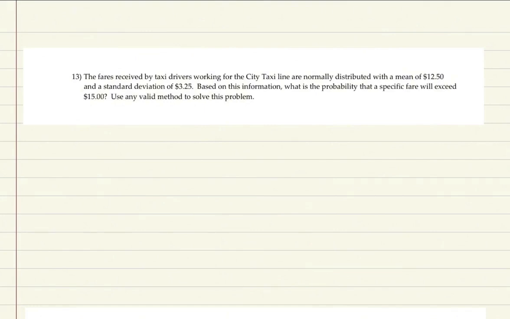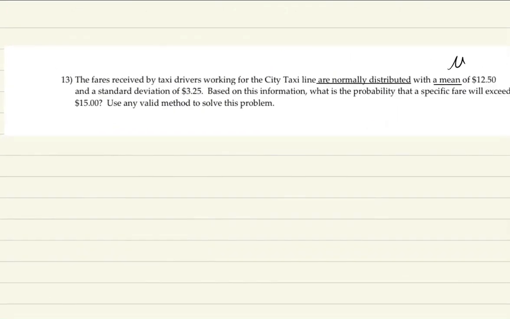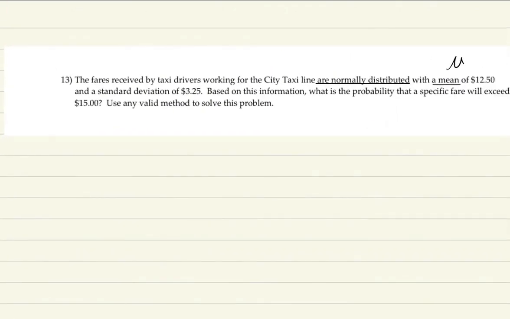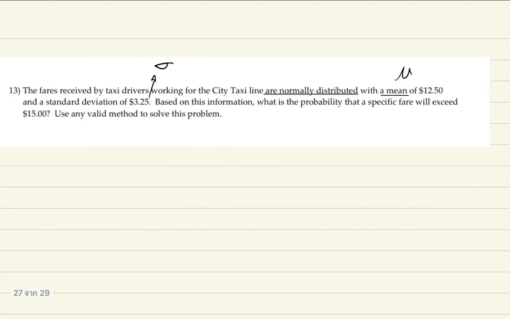The fares received by taxi drivers working for the city taxi line are normally distributed. You get a first hint here with the mean of $12.5 and the standard deviation of 3.25. Based on this information, what is the probability that a specific fare will exceed $15?